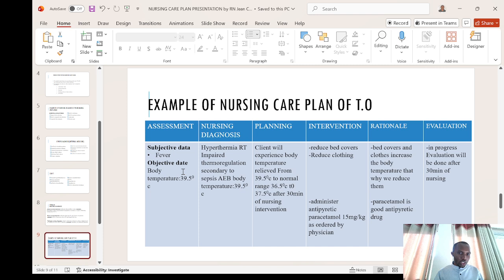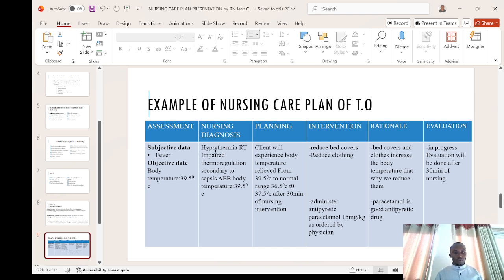According to the physical examination you did, the measurements you took, and the investigations you've done, you find that the temperature is 39.5. This is objective. It's something you've done, not something verbalized, but something you've done as a clinician. It will be here in the objective data. And then you will be showing a nursing diagnosis.